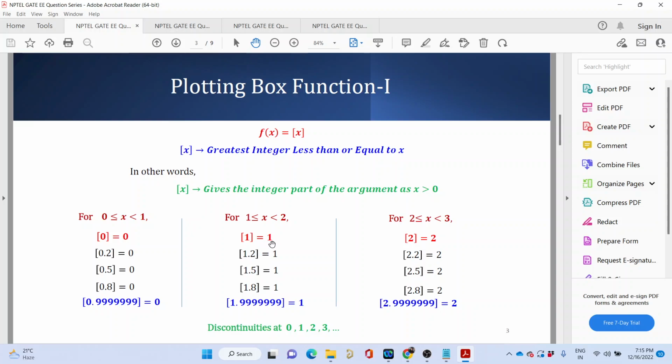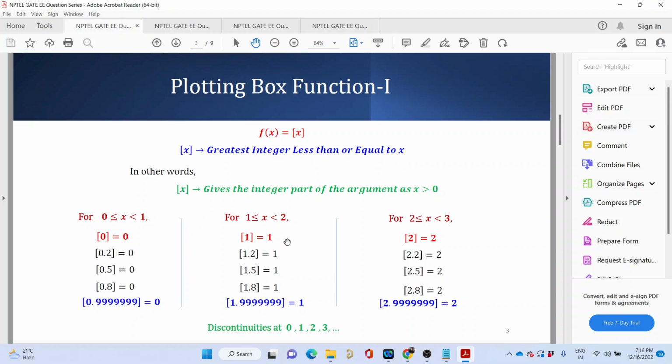1, right? So these two values are not equal. So there is a discontinuity at these points. There will be a discontinuity at 1, at 2, and at 3. At all these integer values, you will find a discontinuity, right?